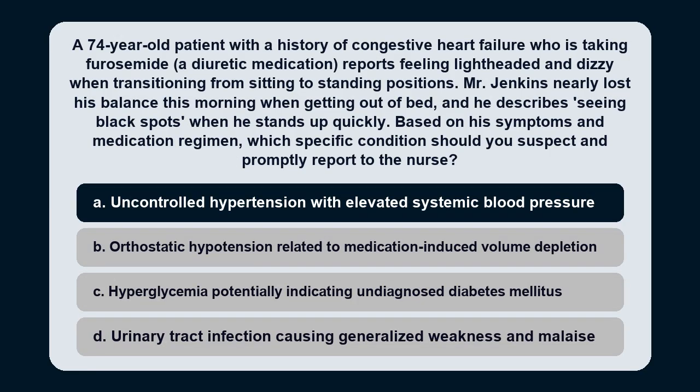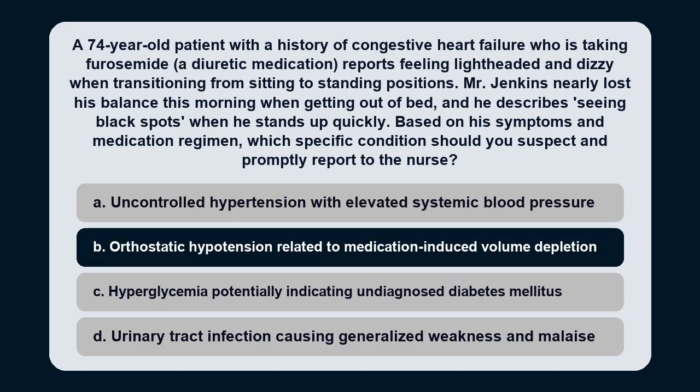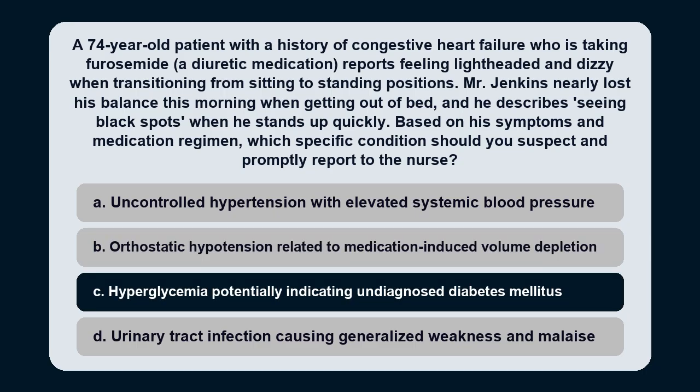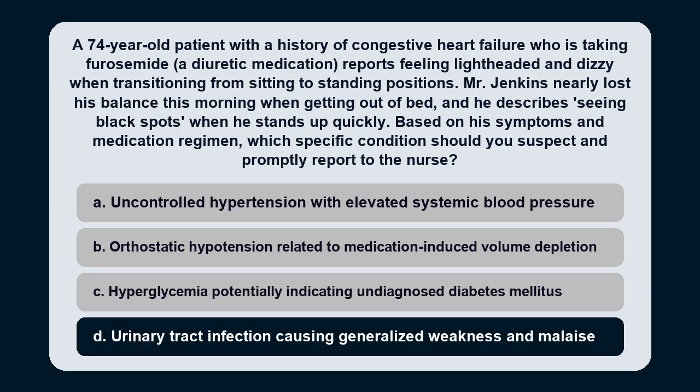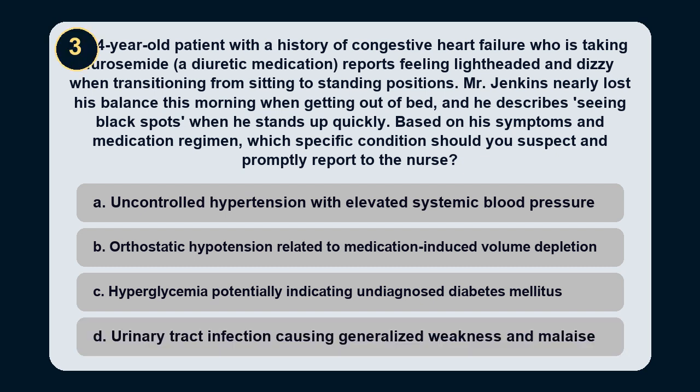Option A. Uncontrolled hypertension with elevated systemic blood pressure. Option B. Orthostatic hypotension related to medication-induced volume depletion. Option C. Hyperglycemia potentially indicating undiagnosed diabetes mellitus. Option D. Urinary tract infection causing generalized weakness and malaise.